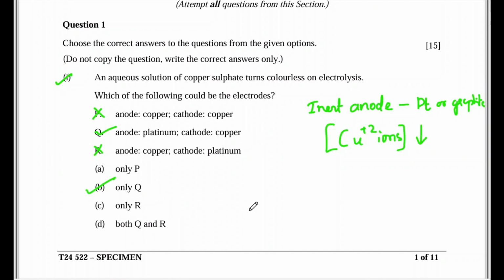Okay, this is how you have to analyze these kind of questions. In the same question, they can ask you, in which case it remains blue. So then both should be active electrodes, or anode should be the active electrode like copper. So in that case, P and R will be the answer. Okay. But in this case, it is only Q.